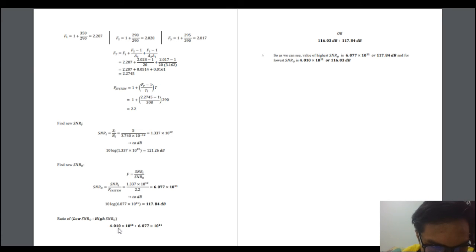So 4.10 for the first. Second, 6.077 multiplied by 10 to the power of 11, in dB 116.03 dB, and for the higher it is 117.84. So as we can see, the higher SNR output is 6.077 multiplied by 10 to the power of 11, or 117.84 dB.